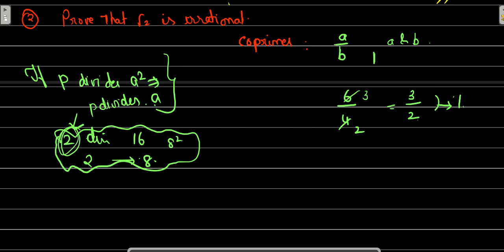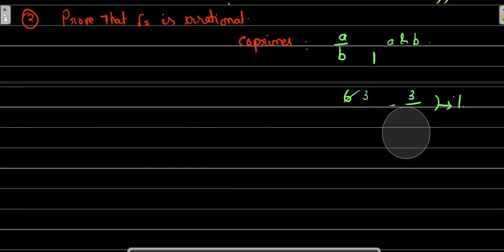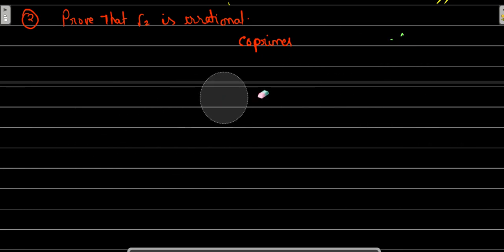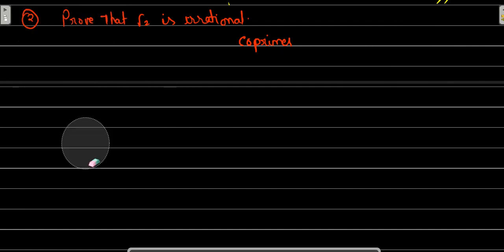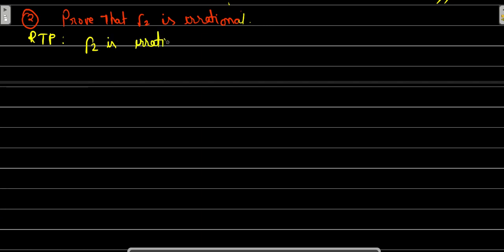Now, we will go for our proof of the theorem. The theorem says that we have to prove that root 2 is irrational. Again the same thing, we will be proving this theorem using the contradiction method. So what does the contradiction method say? What he has asked us to prove is that it is irrational. RTP is root 2 is irrational. We have to prove that root 2 is irrational.